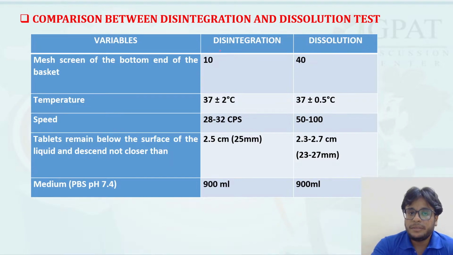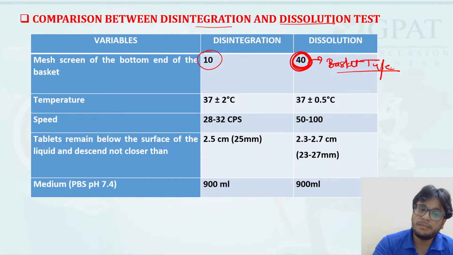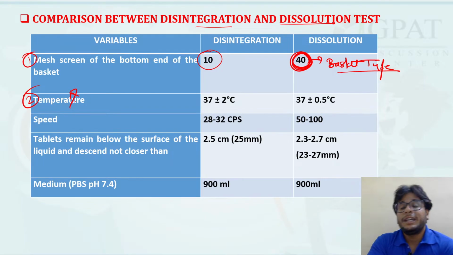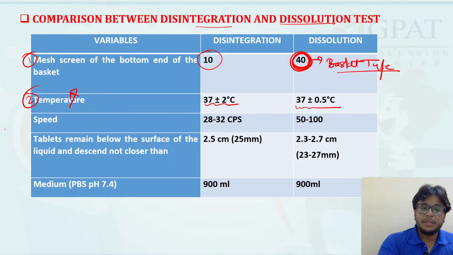So what is the difference between dissolution and disintegration? The mesh size in disintegration is 10, but for dissolution the mesh size is 40. The mesh is present in the basket type of dissolution apparatus. The temperature is very important. The allowable range for disintegration is 37 plus or minus 2 degrees Celsius, but for dissolution it allows only 37 plus or minus 0.5 degrees Celsius.